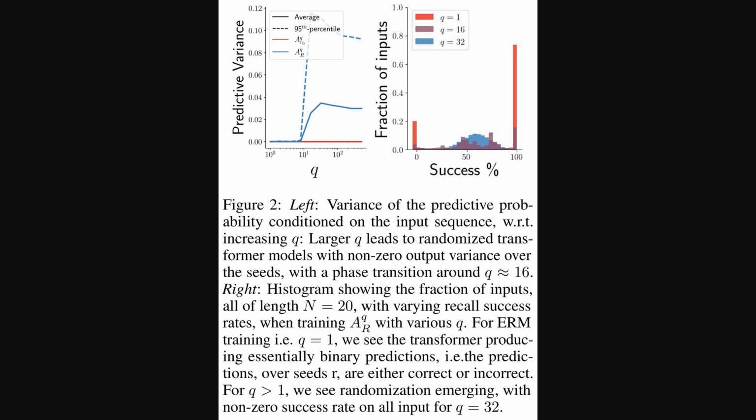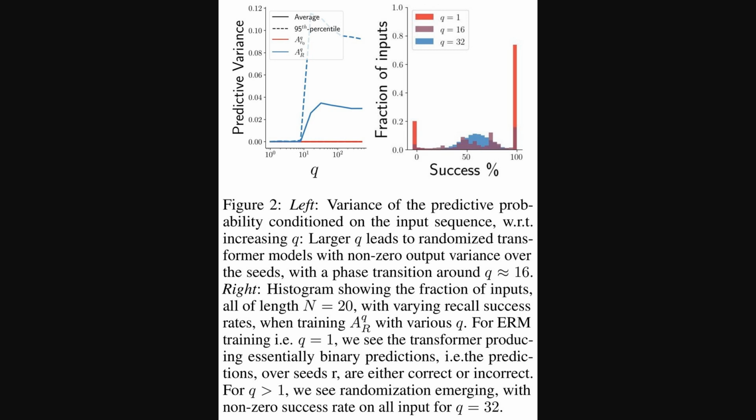Alright, so to see how their special LQ training rule helps models use those random seeds, these next plots are key. The left graph shows predictive variance, how much answers change for the same input with different seeds, against that Q value. For low Q, common in standard training, there's little change, but as Q increases, especially past a, quote, phase transition around 16, the model's outputs really start to vary. The right-hand histogram confirms this.